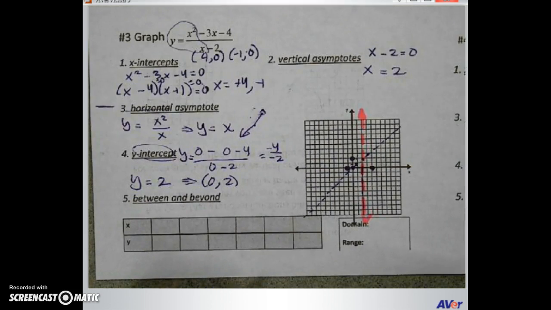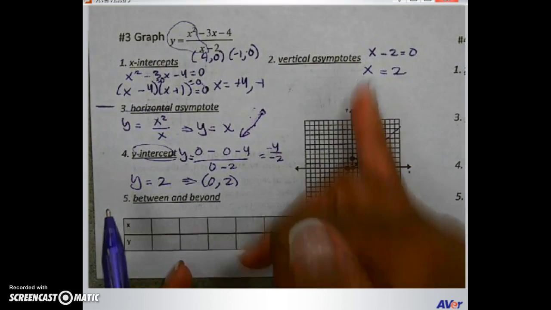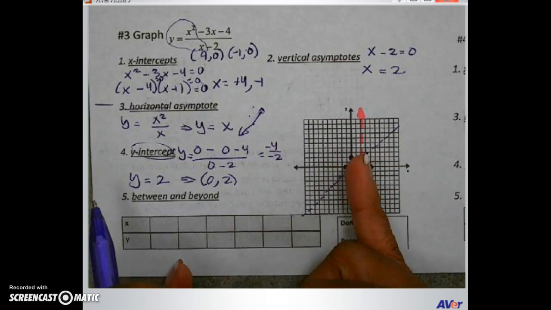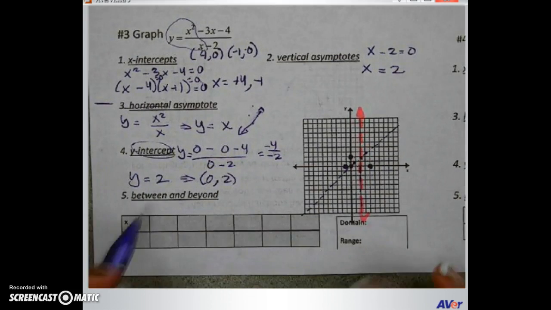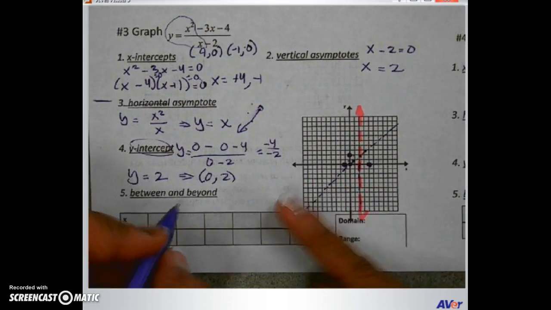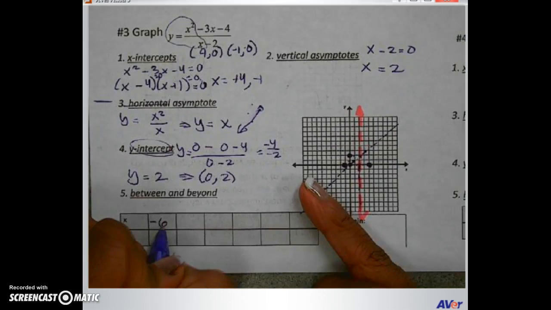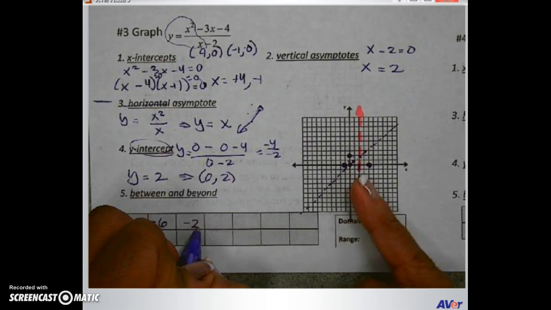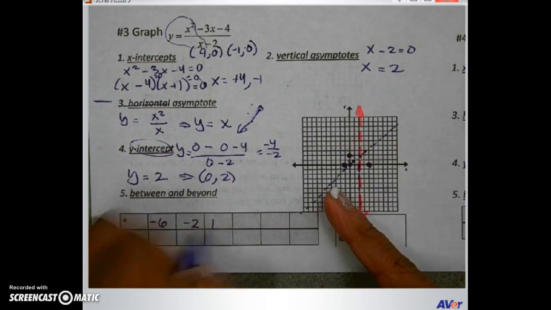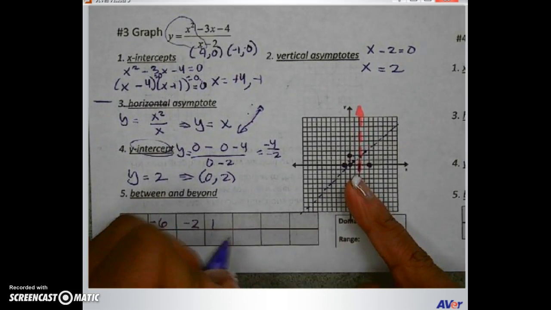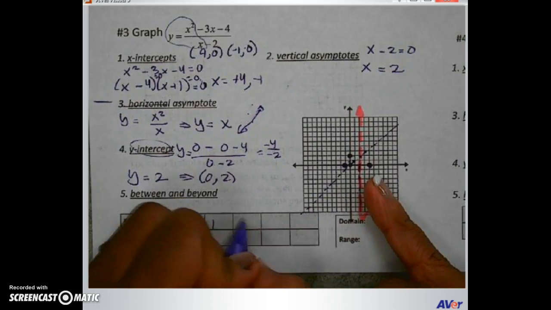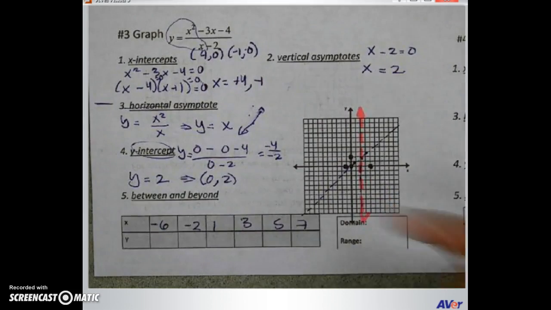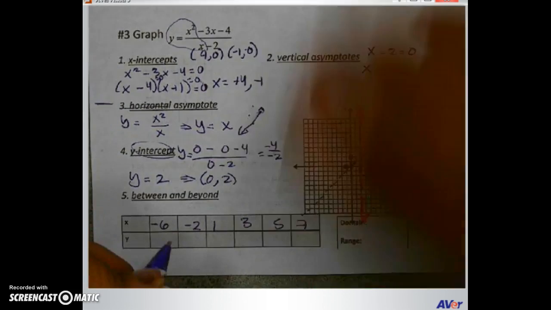So points between and beyond seem a little tricky for this one, but it's really not that bad. Here's what we're going to do. Here is my vertical asymptote. I need some points to the left, and I need some points to the right, basically. So let's pick some points to the left. I'll say I'm going to go far out. I'll go -6. I'll skip around, do -2, maybe 1, because I already know what 0 is. What else? Let's go for some odd numbers. 3, 5, and 7.